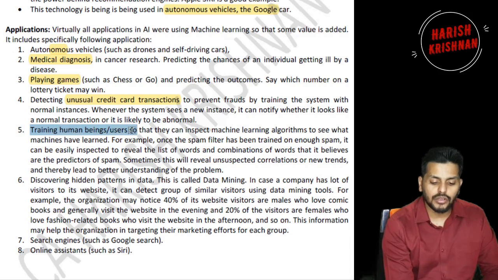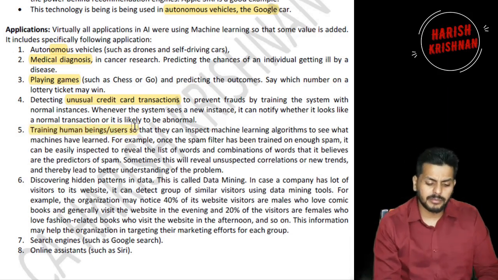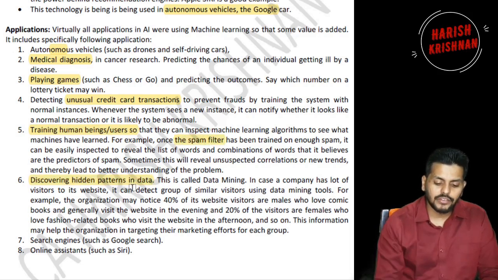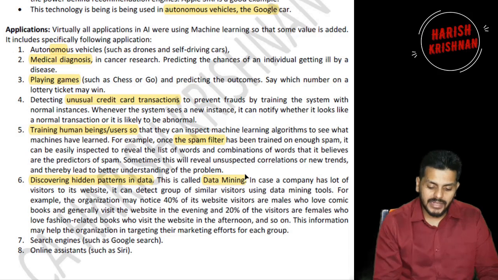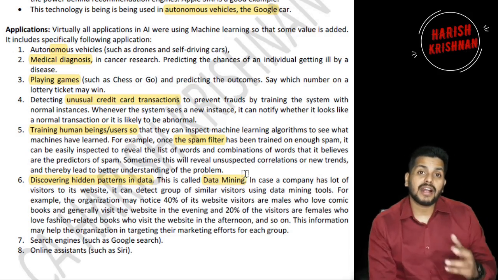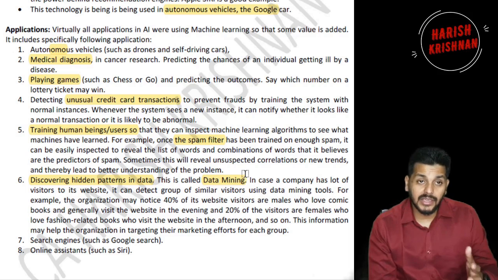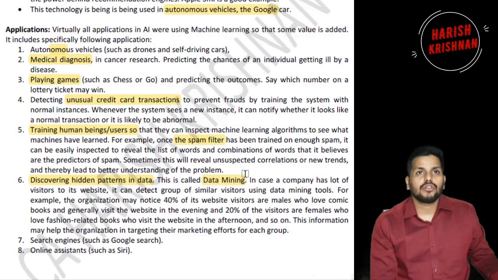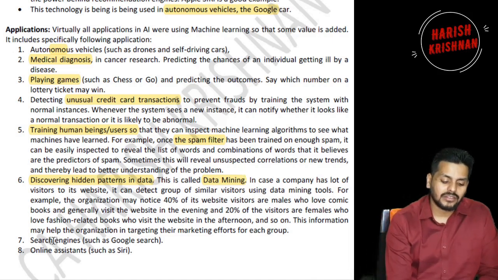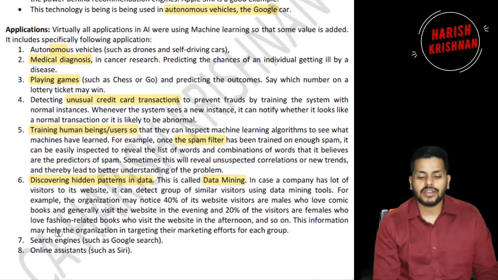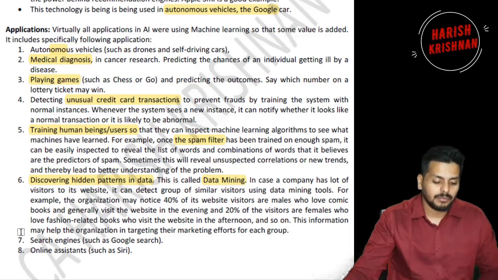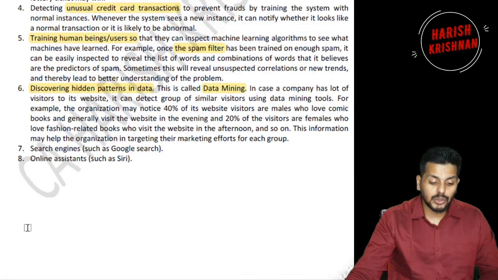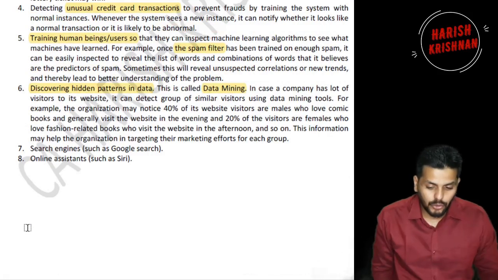Training human beings or users to inspect special machine learning algorithms like spam filter. Discovering hidden patterns in data, which is called data mining. I think you studied the concept of IoT. Lot of changes were made in IoT, Internet of Things, in 2020 syllabus. So there also machine learning is used. Online search engines and online assistants also use the concept of machine learning. So these are some of the changes pertaining to chapter 4.